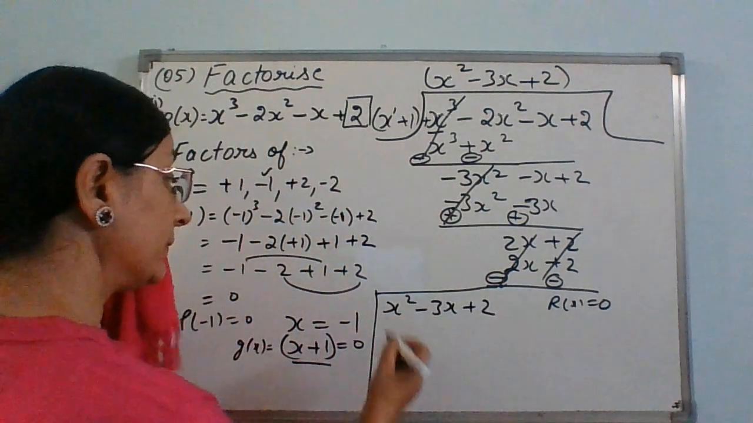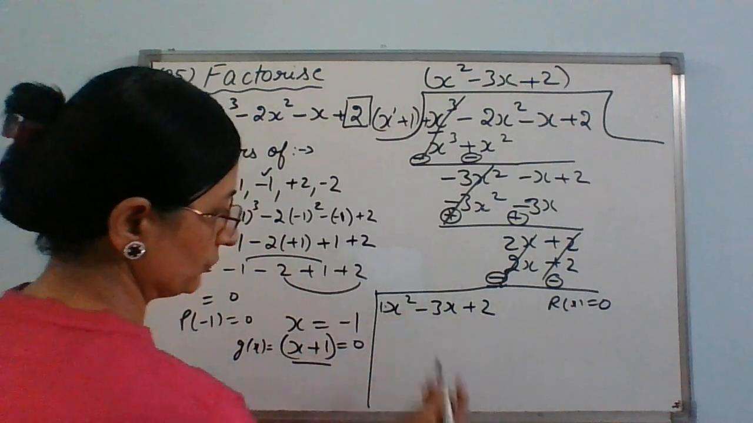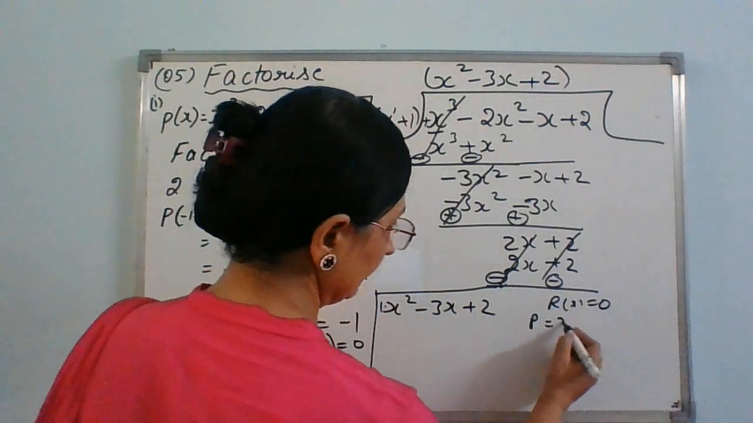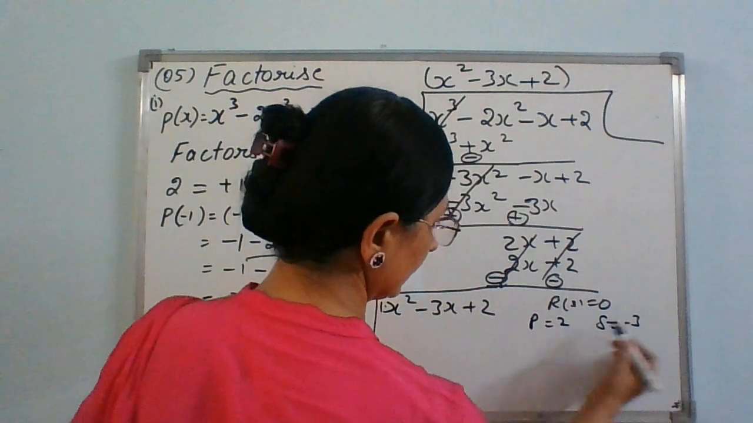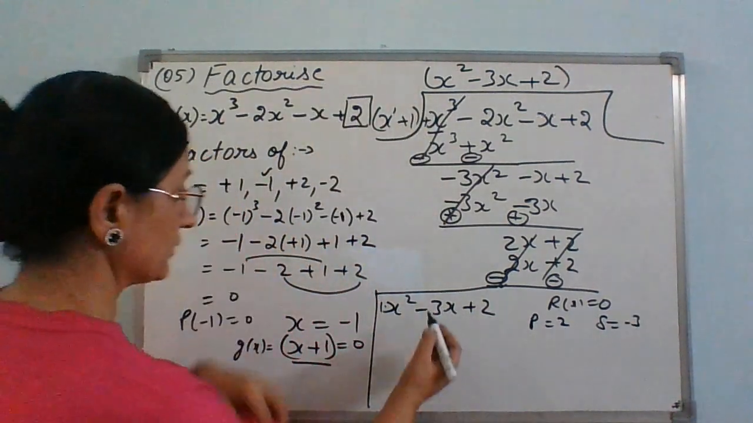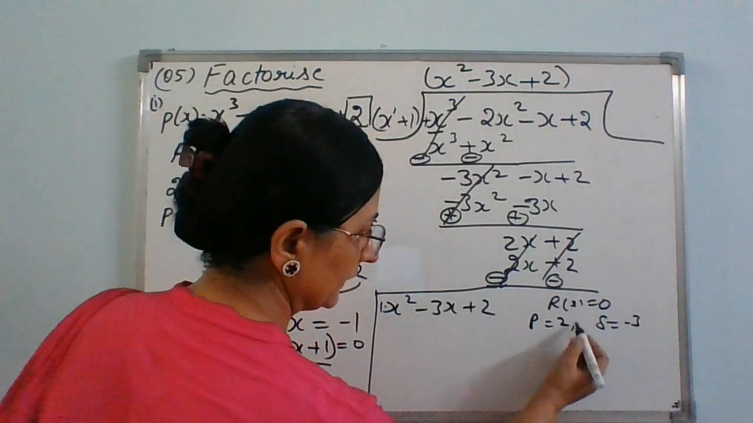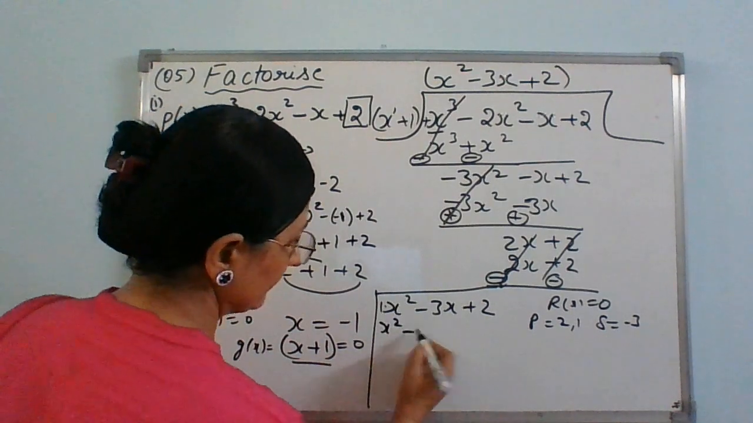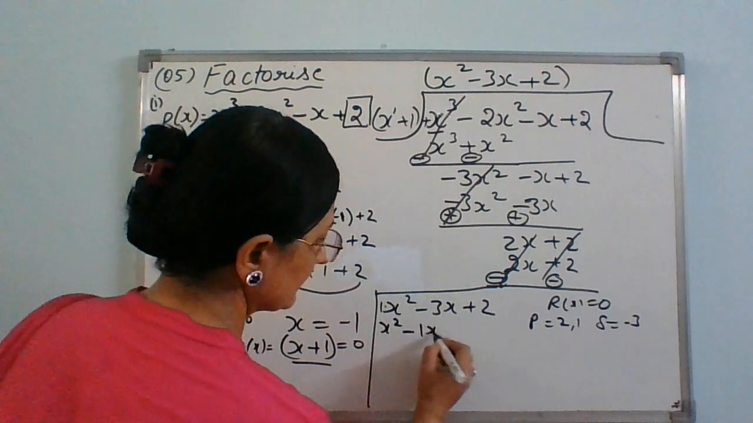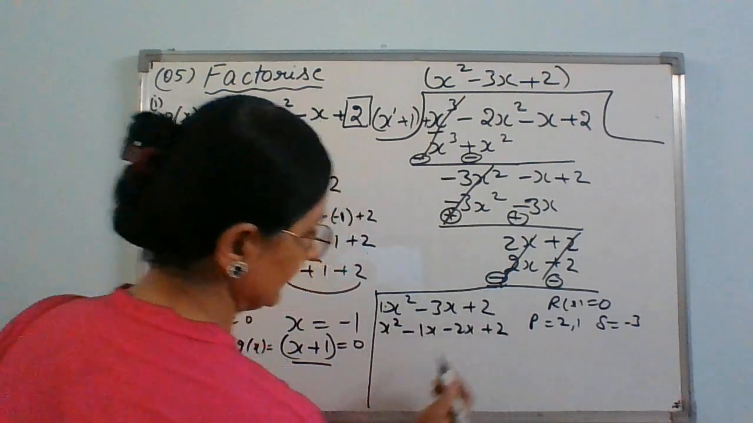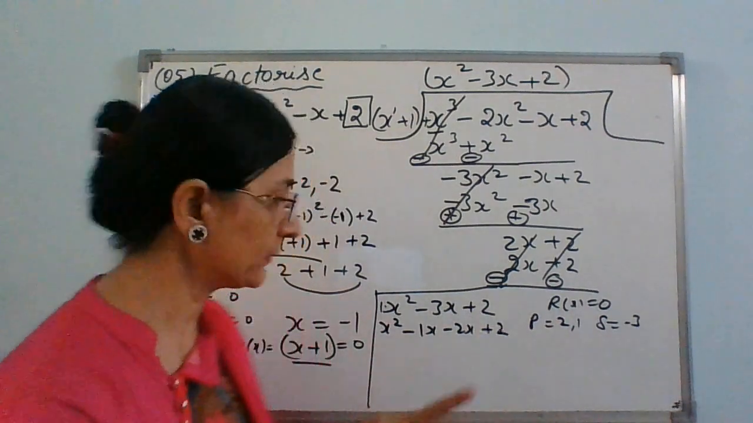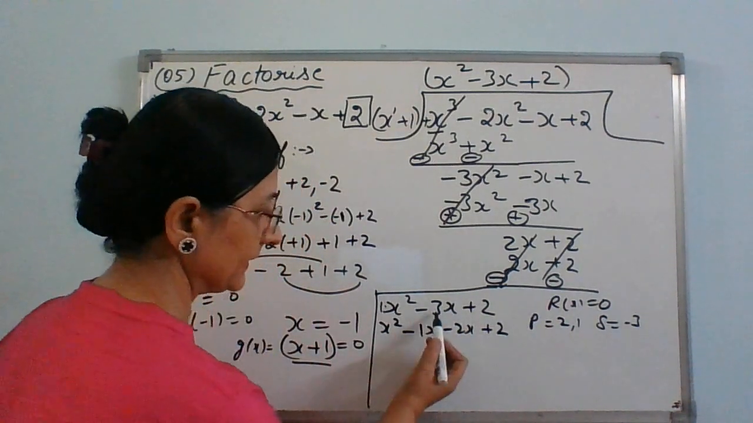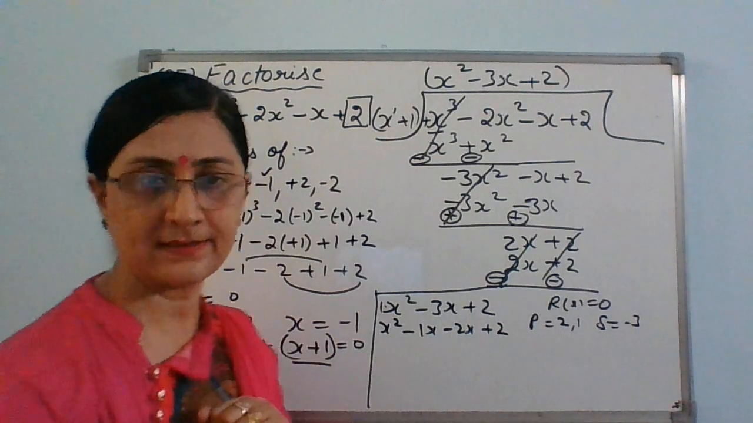How splitting, I told you, a is 1, c is 2, so the ac product will be 2 and the sum is minus 3. How to arrange this 2 here, that I should get here 2, take 1 and 2, right? So x square minus 1x minus 2x plus 2, right? 2 and 1 will be its factors. How to arrange, we have to take minus because we have sum minus 3, right?